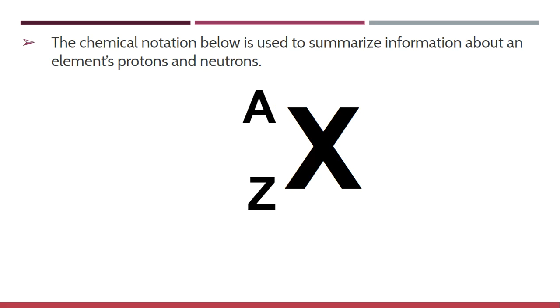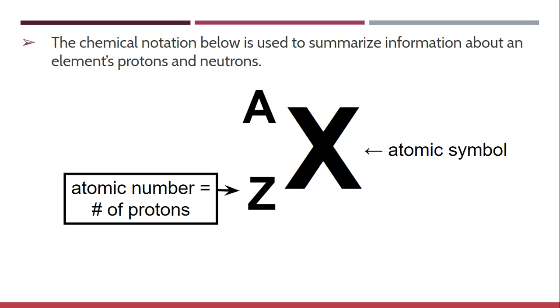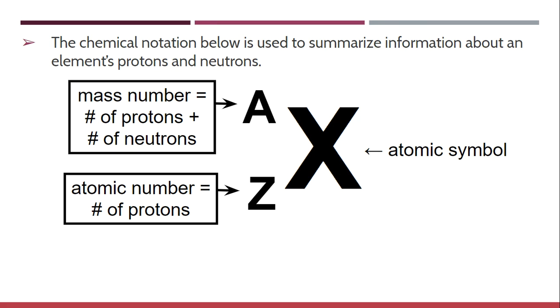So we can summarize that information about an atom using this notation. The large X represents the atomic symbol. So for iron, right, that would be Fe. For carbon, a C. At the bottom here, you would put the atomic number, which comes from the periodic table and indicates the number of protons. At the top, the mass number, which equals the number of protons and the number of neutrons.